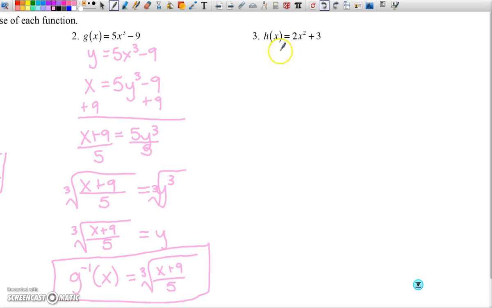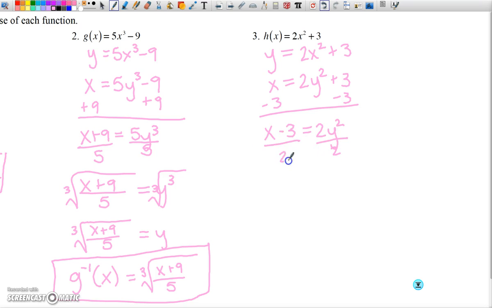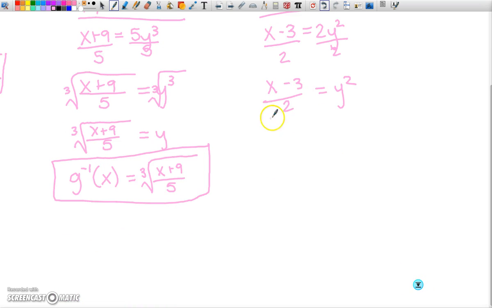All right, so number 3, same thing. Start with y instead of your h of x. 2x squared plus 3. Flip your x and y, so x equals 2y squared plus 3. Subtract 3 to get x minus 3 equals 2y squared. Divide by 2. X minus 3 over 2 equals y squared. I'm going to scroll down a little, and then we do our square root on both sides of the equation so that our square and square root undo one another, leaving you with the square root of x minus 3 over 2 equals y, and then flip to your inverse notation.